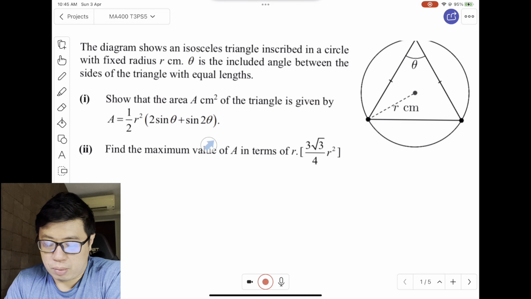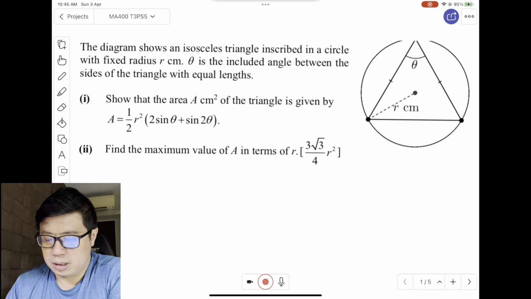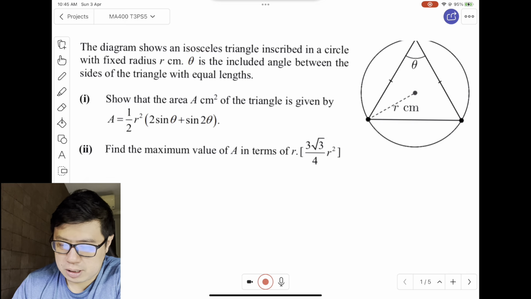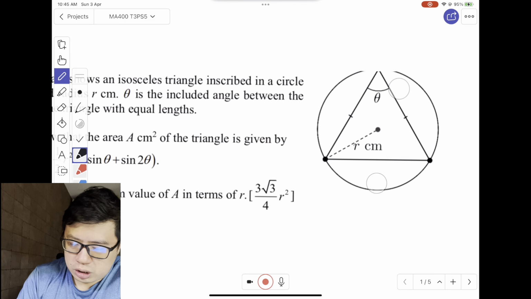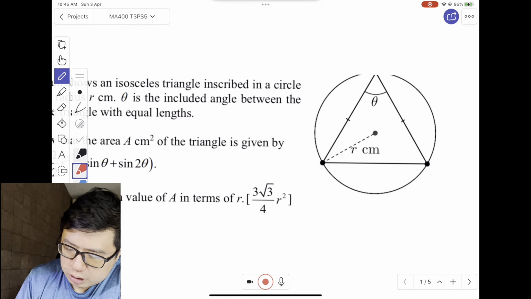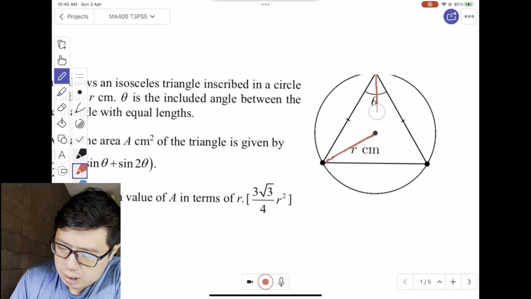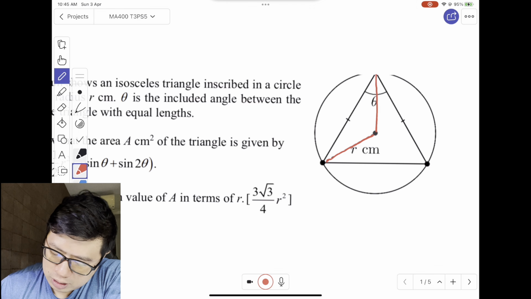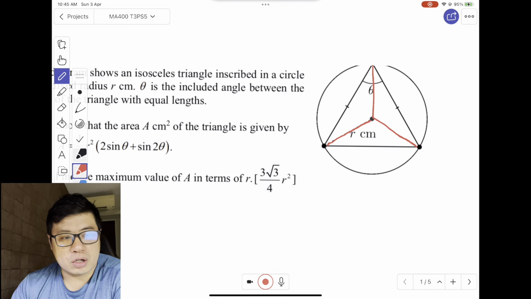Now this question may bother quite a lot of students, but the trick to doing this is actually to break down the triangle into 3 parts. Okay, so let's take a look. If we were to just split the triangle into 3 portions, let me cut it, the theta, into half. I'm going to look at them as 3 different triangles.